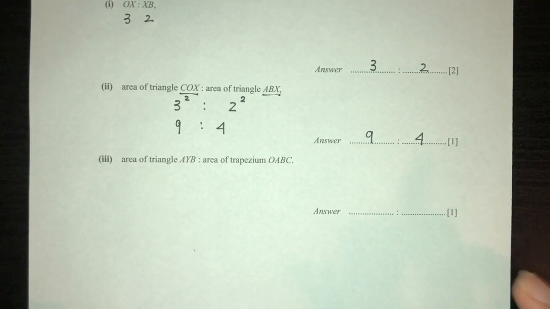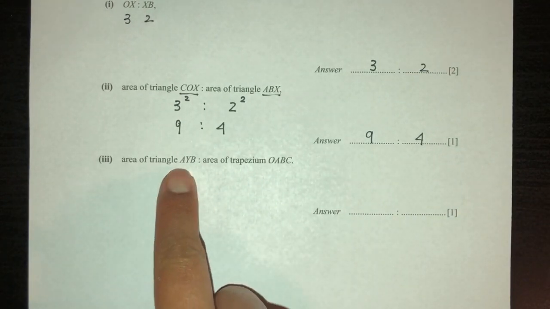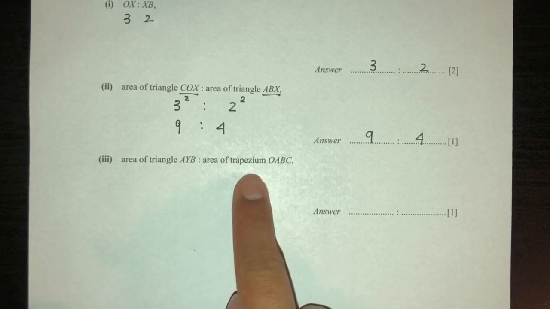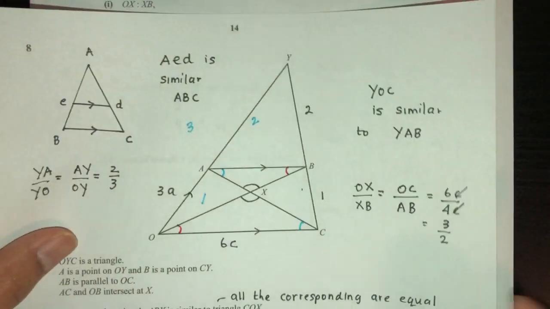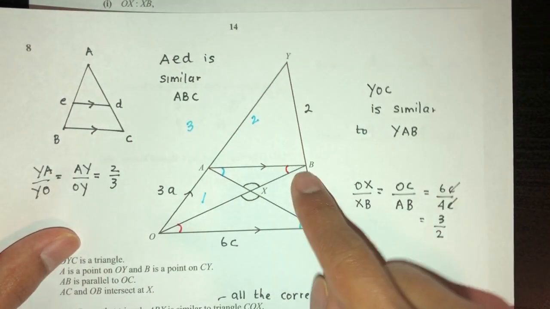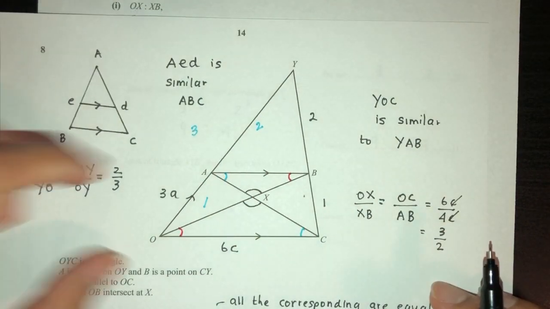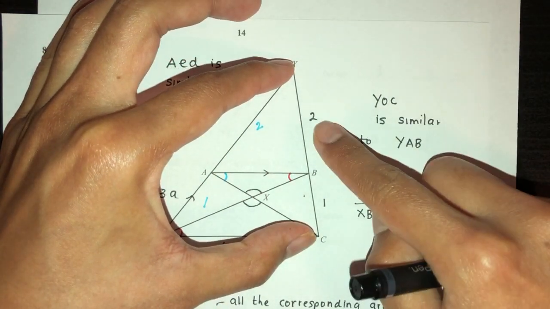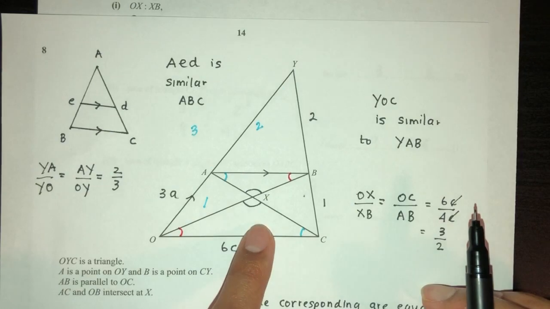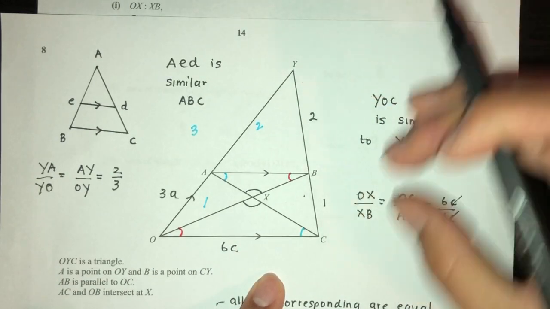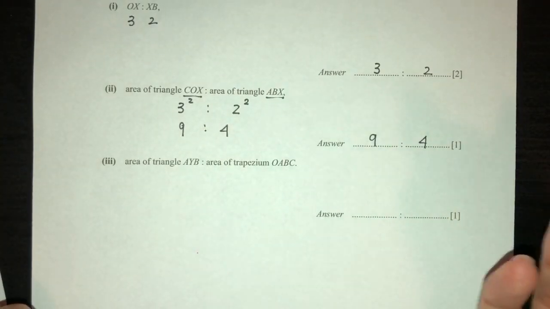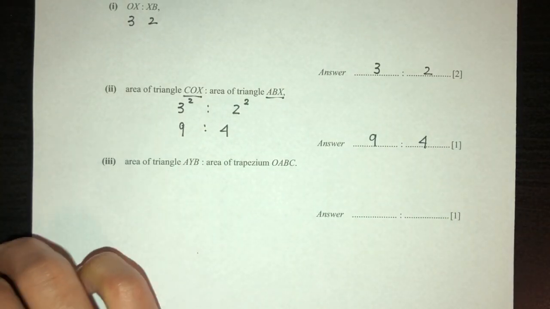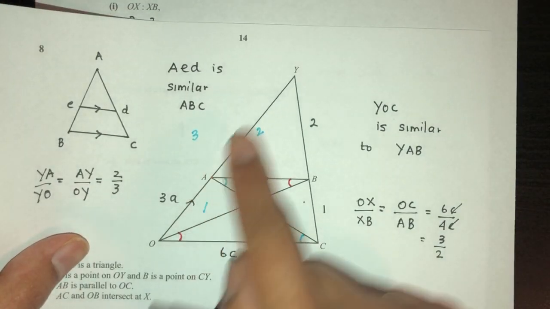Now, same logic, find the ratio of area of triangle AYB and trapezium OABC. So now going back to this image, so AYB is this one. So we have this side that we know the ratio, it is 2 to 1. So how do you find area of trapezium? You will take the big one minus this one, right? So let's write this down. So first, we always begin with sides. This is AYB, this side is 2, we write down 2.